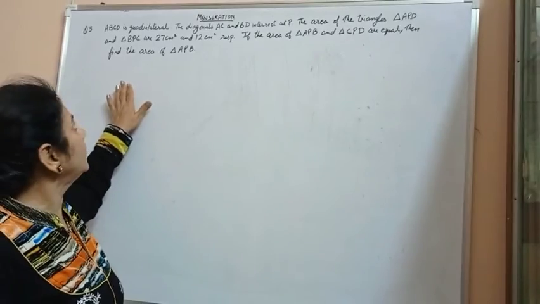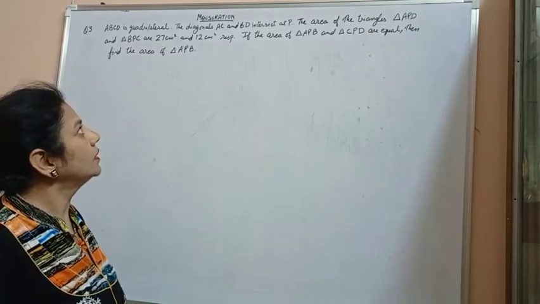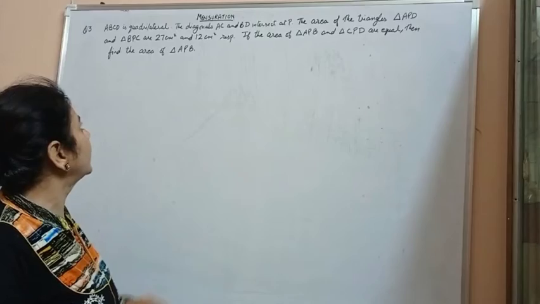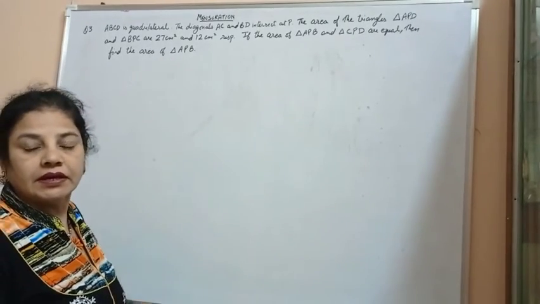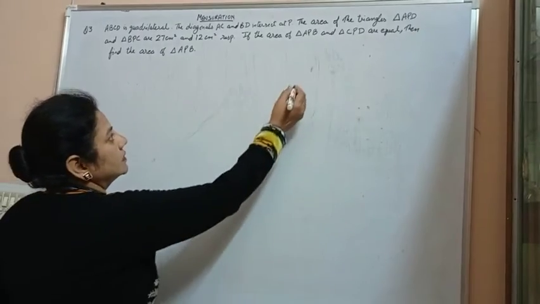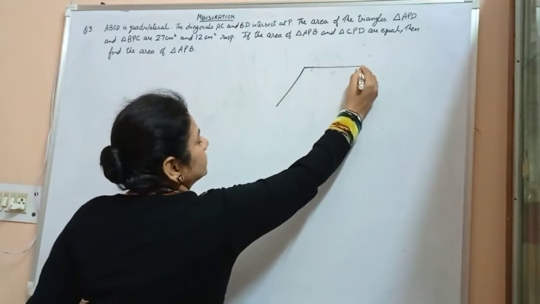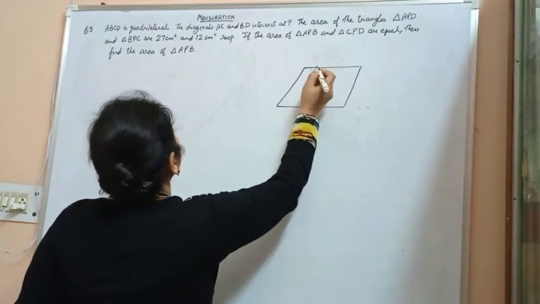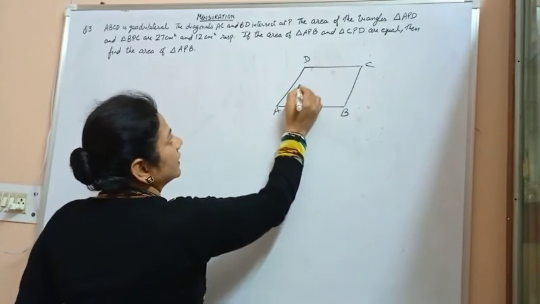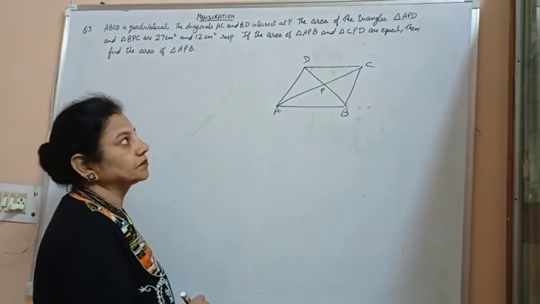In this question, we have a quadrilateral ABCD whose diagonals AC and BD intersect at P. The areas of triangles APD and BPC are 27 centimeter square and 12 centimeter square respectively. If the areas of triangles APB and CPD are equal, we have to find the area of triangle APB. First of all, we draw a figure. Since it's a quadrilateral, we draw a quadrilateral naming A, B, C and D. The diagonals AC and BD intersect at P.